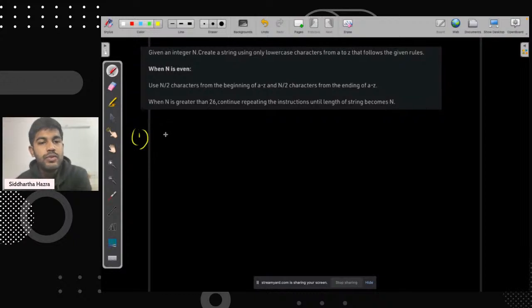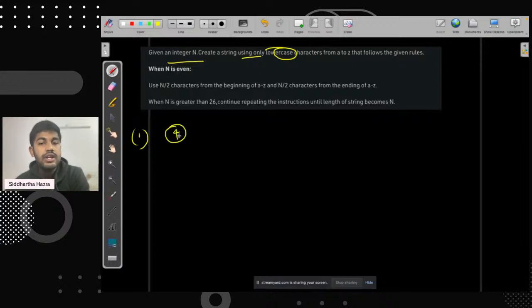in this problem, we are told that we are given an integer and a string which contains only lowercase characters. Basically you are just given an integer n and you need to produce a string which consists of only lowercase characters, that is from a to z, with the given rules. So now when n is even, this means that suppose the number is 4.